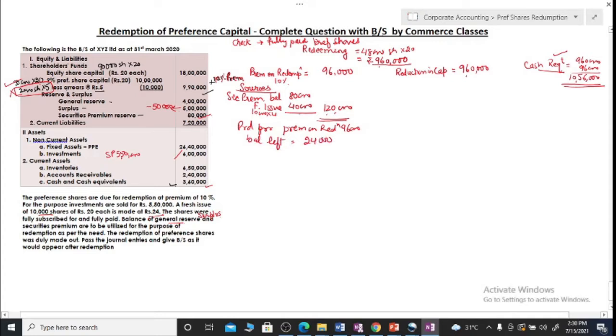If this source is not sufficient, then we will go for the next source, that is capital reserve and profits, and then we move on to surpluses and general reserve. But here this is sufficient, so we don't need to look further. This working note is complete.